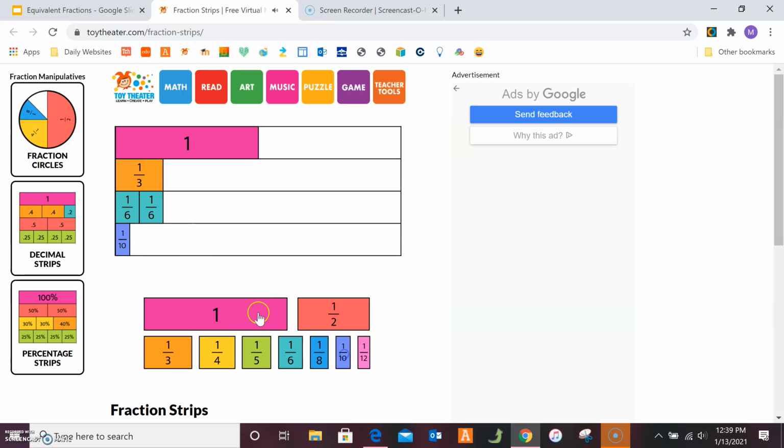Now, what about 12ths? Do you think 12ths are going to work? Let's figure it out. 1/12, 2/12. Do you think it is? 3/12, 4/12. It worked. So we found two equivalent fractions for 1/3. 1/3 is equivalent to 2/6, and 1/3 is equivalent to 4/12. Now remember, those are not the only equivalent fractions, but they're two that we found.